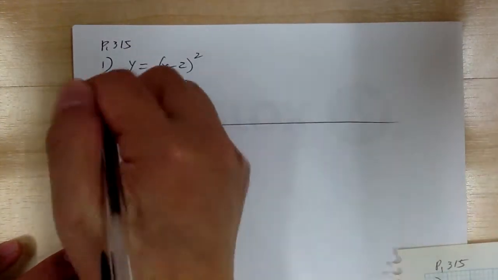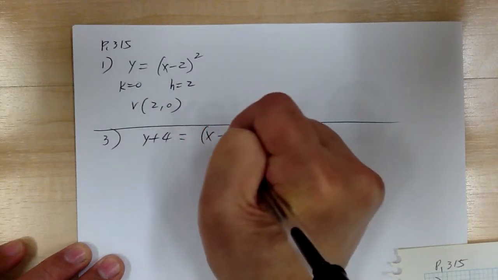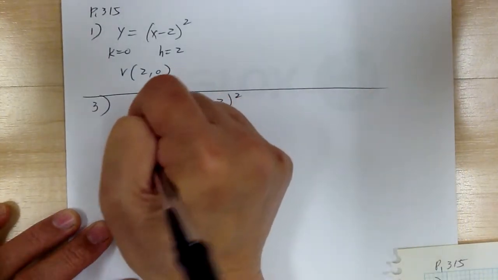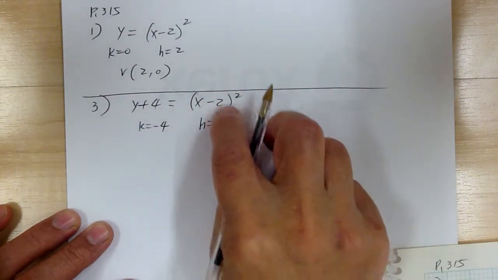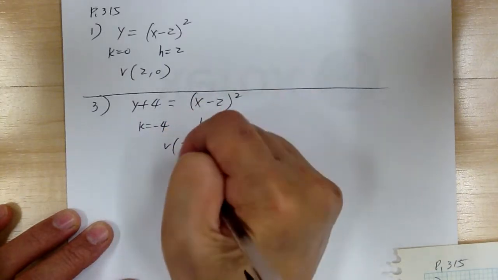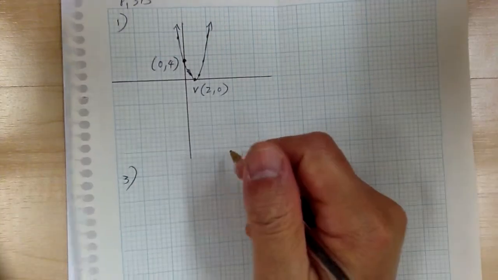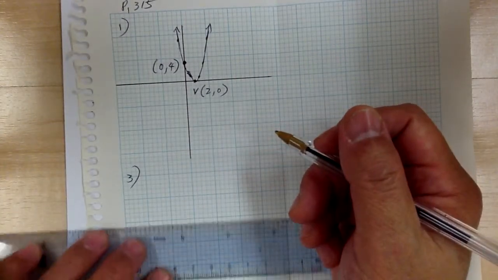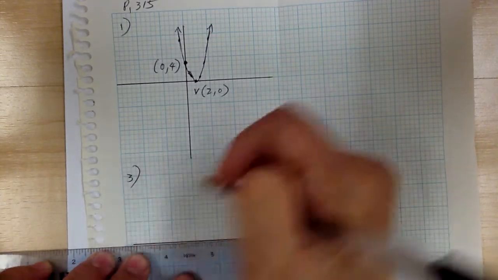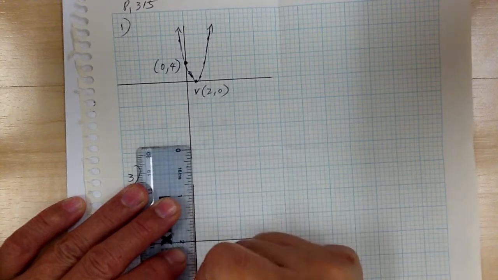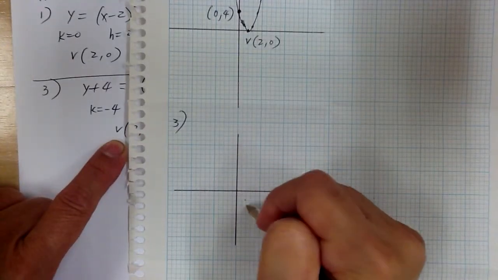Let's go to number 3. You have y plus 4 is equal to (x minus 2) squared. So k equal to negative 4, h equal to 2. So make sure you take the opposite. So the vertex is going to be at (2, negative 4). So for number 3, the vertex is (2, negative 4).